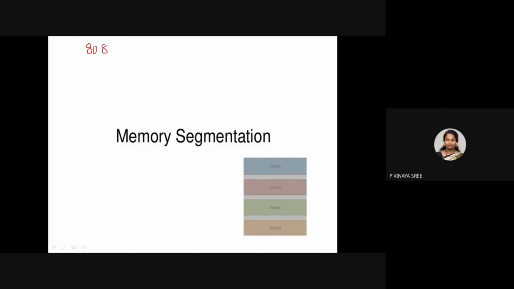8086 has a 16-bit data bus. But it is designed in such a way that if you go to address 0000, you will be getting 8-bit data, and again if you go to address 0001, you will be getting 8 bits of data. Inside a single location, it has only 8 bits.